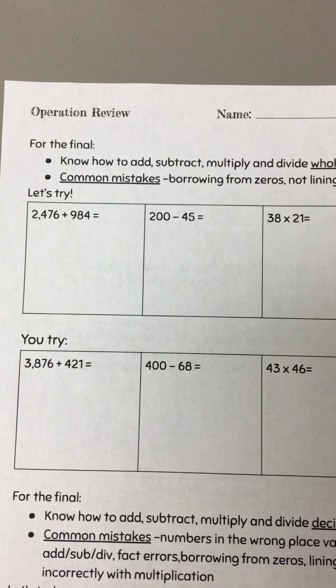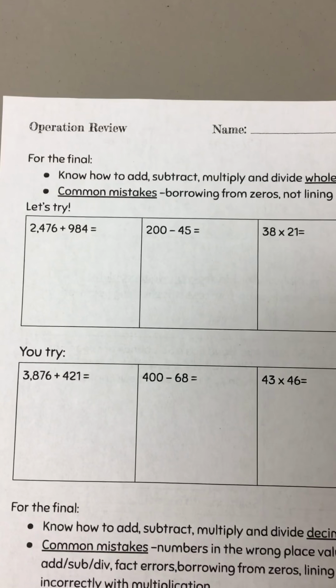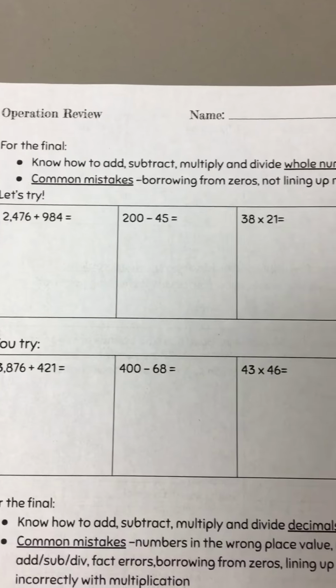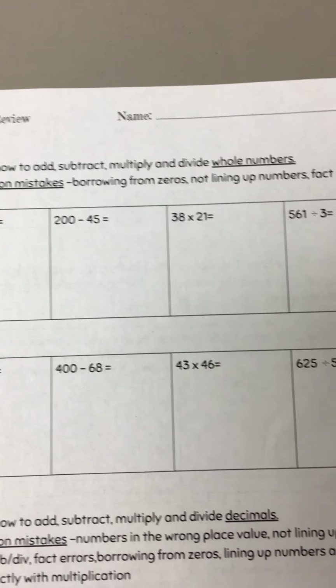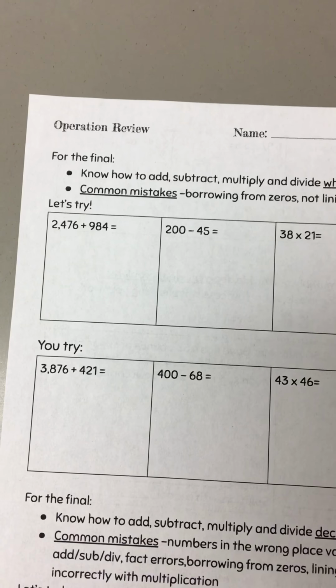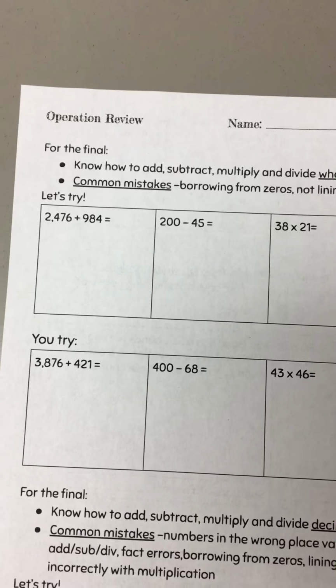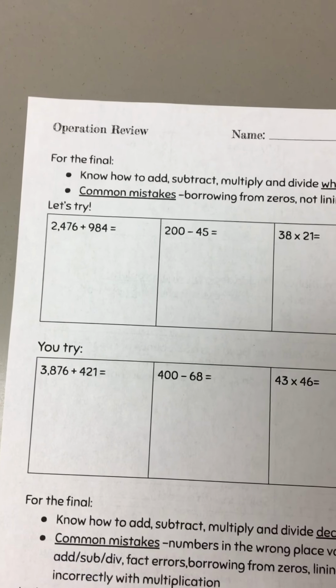So we're going to go ahead and start with the first thing, which is, for the operations final, you will need to know how to add, subtract, multiply, and divide whole numbers. Some common mistakes are when you borrow from zeros. We do have some misunderstandings with that. Sometimes we don't line up our numbers. We make some fact errors. And also we sometimes might write a little sloppy, so our numbers don't look like they appear to be.